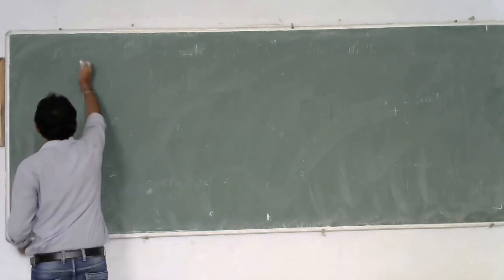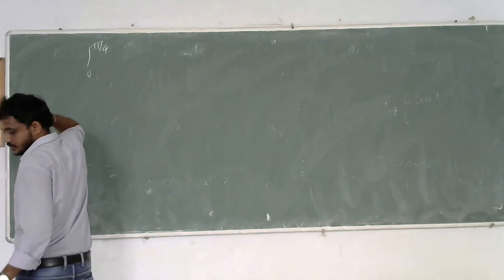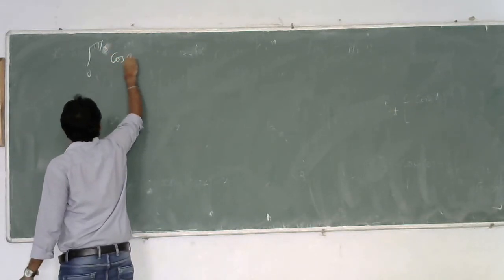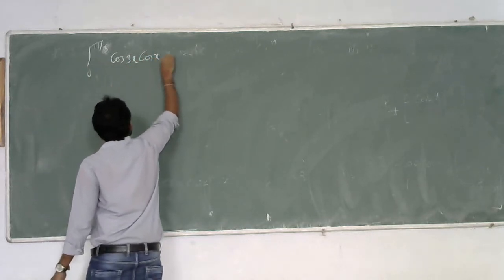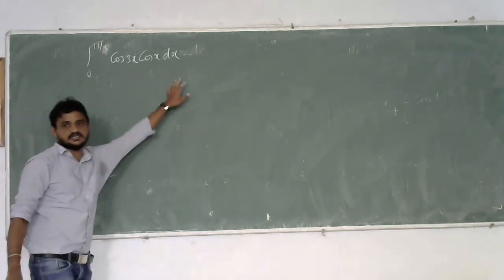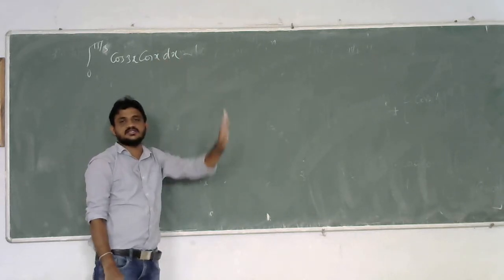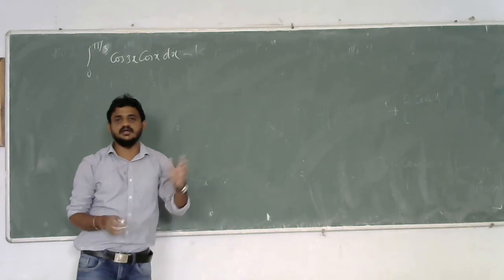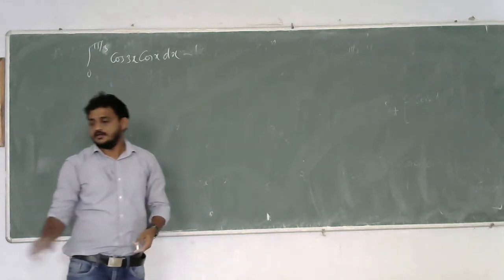Evaluate the integral from 0 to pi by 4... Integral 0 to pi by 3 of cos 3x into cos x dx. Evaluate integral 0 to pi by 3 cos 3x into cos x dx. Here we have the cos a cos b form. So use cos a cos b equals cos of a plus b plus cos of a minus b by 2. Use that formula, then integrate, then apply the limits. Okay.